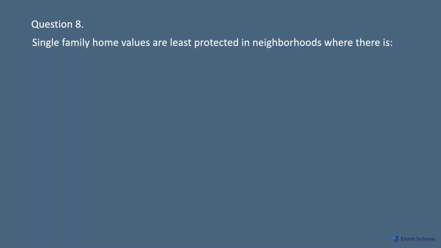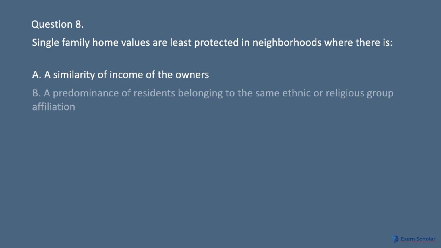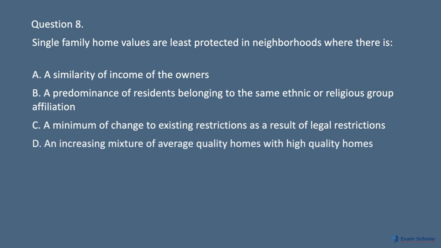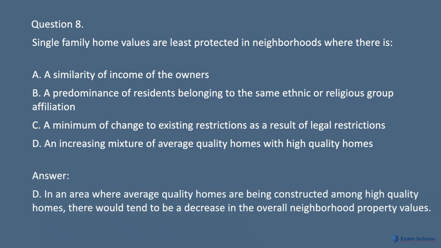Question 8. Single-family home values are least protected in neighborhoods where there is A. a similarity of income of the owners. B. A predominance of residents belonging to the same ethnic or religious group affiliation. C. A minimum of change to existing restrictions as a result of legal restrictions. D. An increasing mixture of average quality homes with high quality homes. Answer: D. In an area where average quality homes are being constructed among high quality homes, there would tend to be a decrease in the overall neighborhood property values.